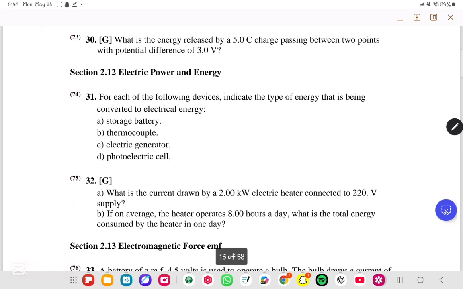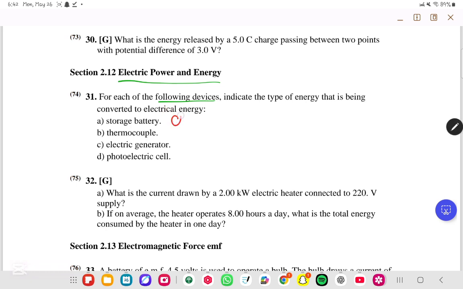So just like that, we finished section 2.11. We move on to section 2.12. What does it say in section 2.12? It says, electric power and energy. For each of the following devices, indicate the type of energy that is being converted to electrical energy. So basically, all they are saying is determine their initial type of energy that is being transformed into electrical energy.